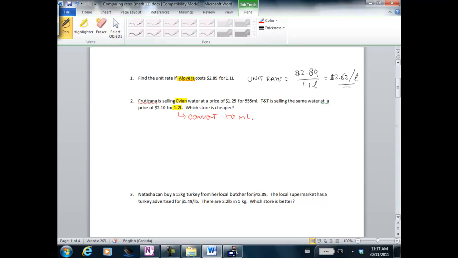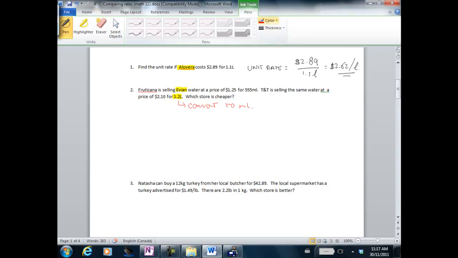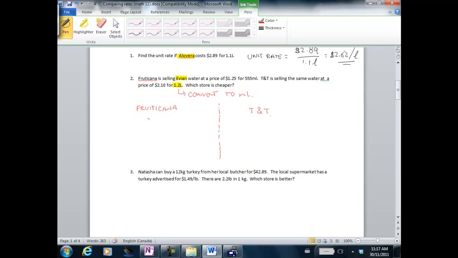Alright, here we go, guys. First thing, I have to find the unit price. Now, there's two stores, so let's do this. Fruticana and T&T. Guys and gals, find the unit price for each one. Okay. So you go 1.25 and 555 milliliters.